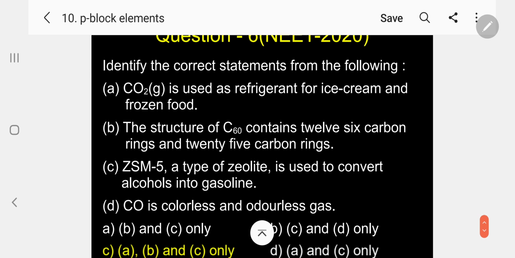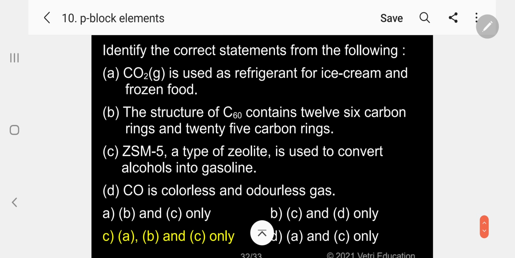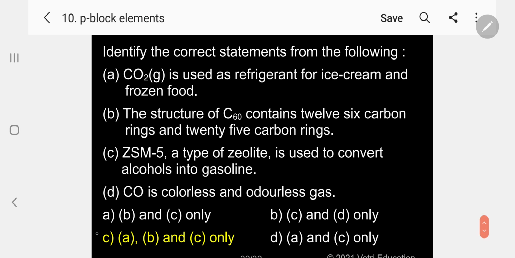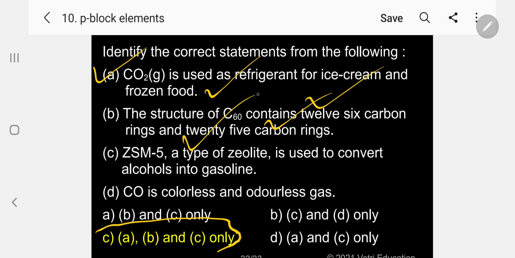So now let me read this. The correct answer is C. A is a direct question: carbon dioxide is used as a refrigerant for ice cream and frozen food. Correct. The structure of C60 contains 12 six-carbon rings and 25 five-carbon rings. Correct. ZSM-5, a type of zeolite, is used to convert alcohol into gasoline. It is also correct. So option C is the correct answer.